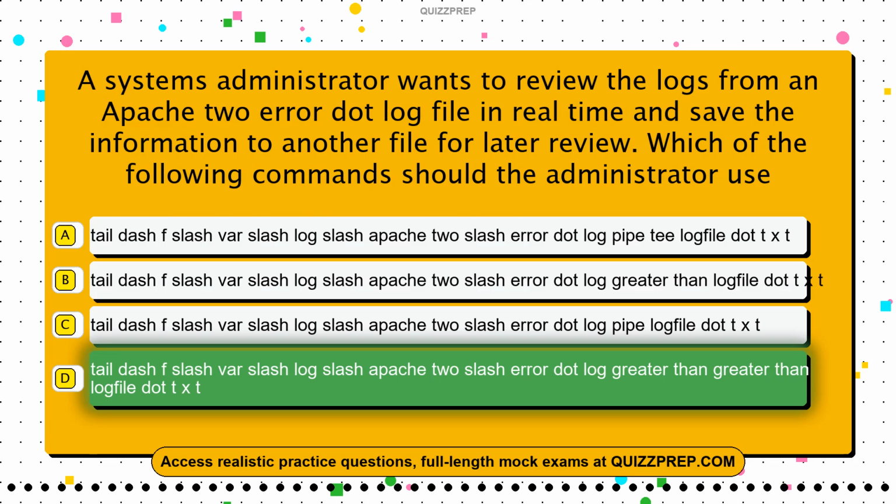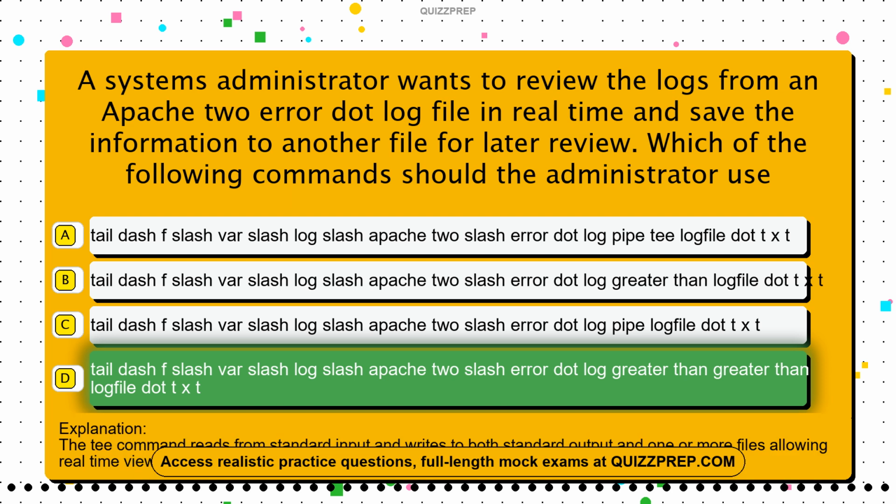The correct answer is option D, tail -f /var/log/apache2/error.log > logfile.txt. The tee command reads from standard input and writes to both standard output and one or more files, allowing real-time viewing and logging.